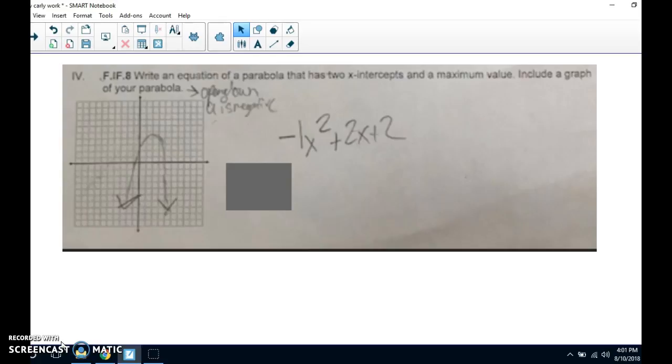Okay. So what have we decided so far? That it has to open down, and the a has to be negative. And then the vertex has to be the maximum. So it has to be the highest point. So what else do we need to accomplish in this problem?